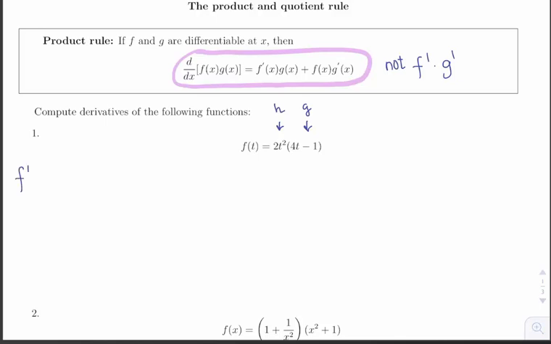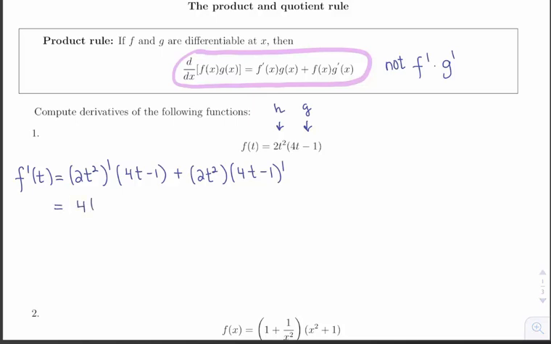So f prime of t is the derivative of the first times the second unchanged plus 2t squared times the derivative of the second. That's the setup. So for the first few examples, I would strongly encourage you to write it out like that, all the details. And now we compute derivatives.